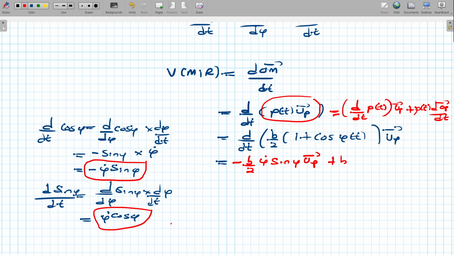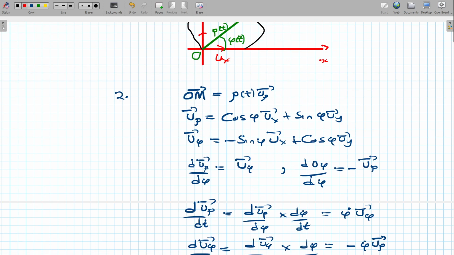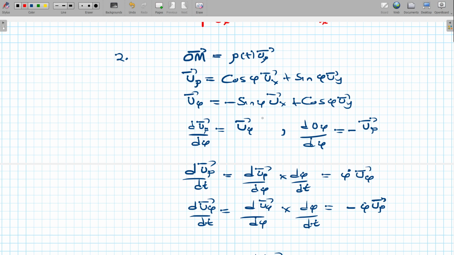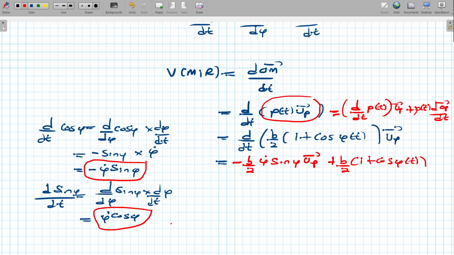So this is going to be plus b divided by 2, and then 1 plus cosine phi t, like so. And then the derivative of u rho: you go back here, you scroll back up, you can see that I've reminded you that the derivative of u rho is actually going to be u phi. So this one is très facile. Just write it here, you put your most awesome u phi, like so.